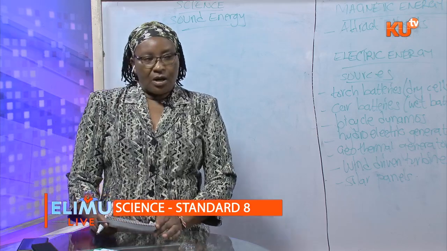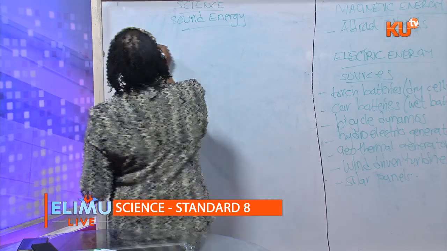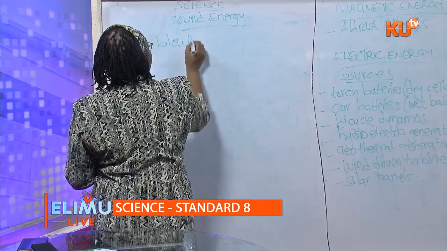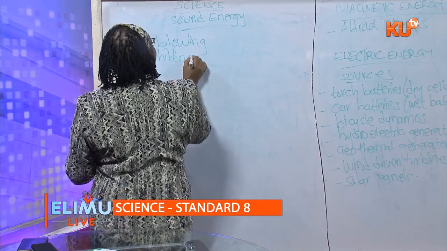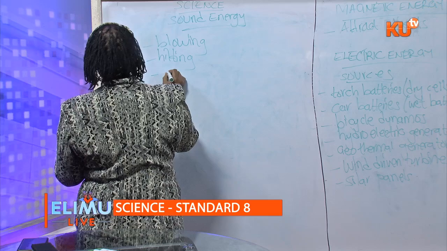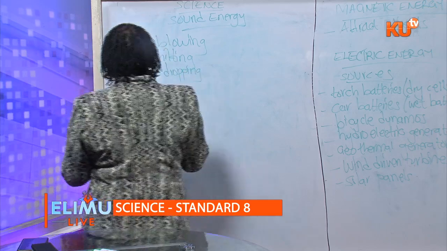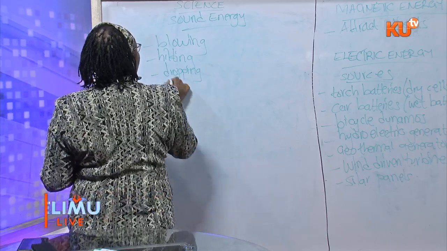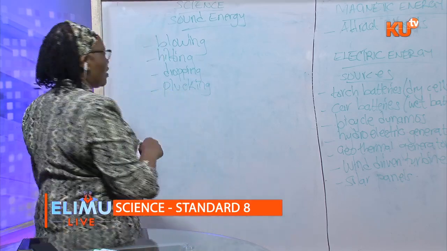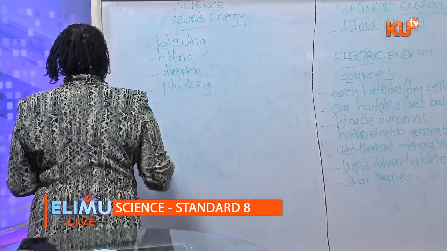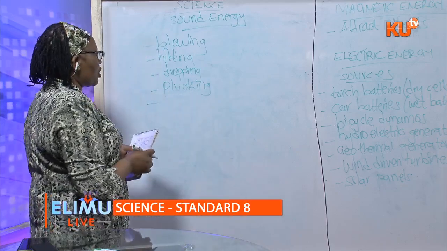So we produce sounds when we blow something. So sounds are produced by blowing, hitting, dropping something, plucking, like a guitar can be plucked. When the wires are plucked, you hear some sound of the guitar. So these are ways of producing sounds.